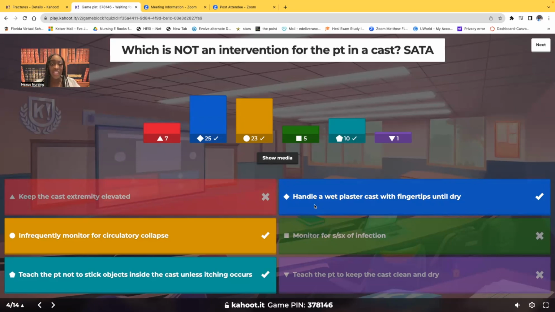Now that indentation can press on the tissue, press on the muscles, press on the nerves, and we could cause that patient to have compartment syndrome. So we're not going to use the fingertips. We're going to use the palms of our hands. We are not going to infrequently monitor for circulatory collapse. We are going to frequently monitor.